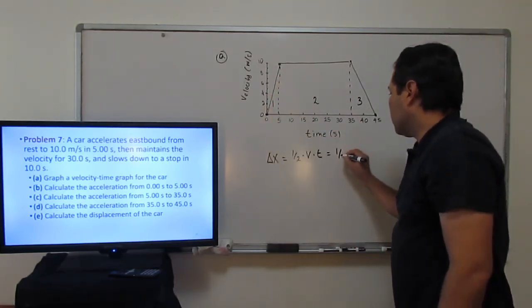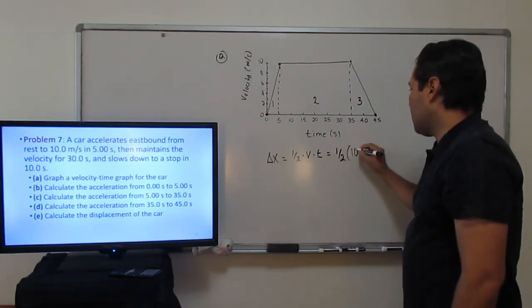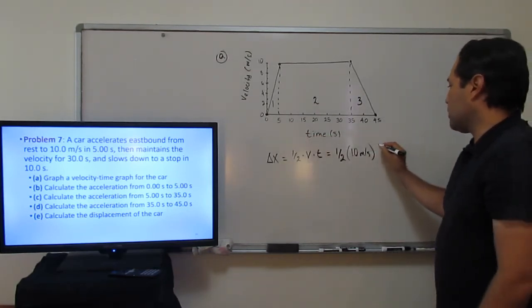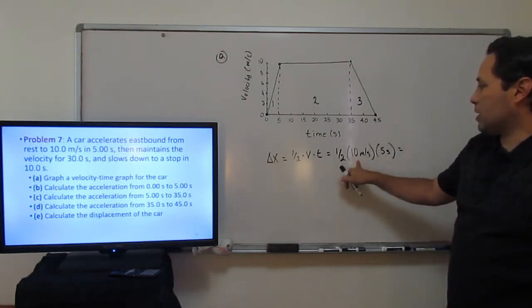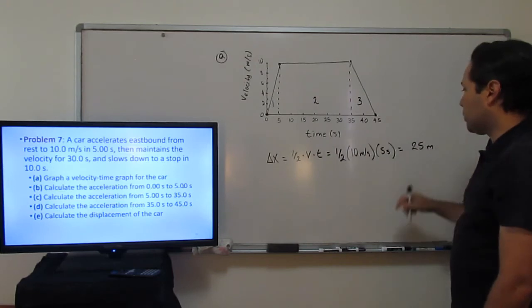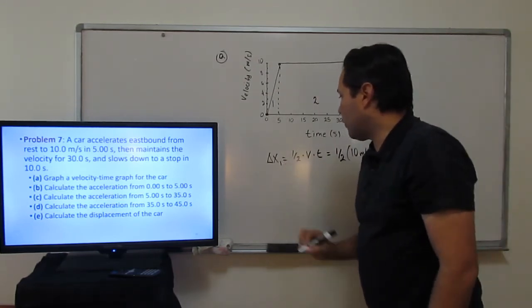So let's see, that will be, the velocity was 10 meters per second. And the time, it took 5 seconds. So you go ahead and you multiply. 5 times 10 is 50, times 1/2 is 25 meters. The seconds got canceled out. Alright, so that'll be the displacement for the first part.